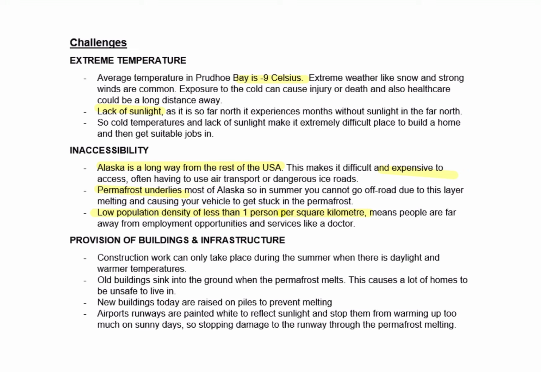Buildings and infrastructure then links in, I think, quite nicely to this inaccessibility. So construction work can only take place during the summer. This is because you haven't got enough daylight essentially for the rest of the year round. So you might argue, well, that limits some of the development if you can only develop in a small portion of the year. If you've got permafrost, so permafrost is the state of the ground being permanently frozen, but obviously in the summer with the sun it would melt. So this does cause some of the buildings to sink into the ground. So now if you're building, you've got to put your buildings on stilts essentially to stop them from sinking into the ground. Airport runways are painted white to reflect the sunlight as well.